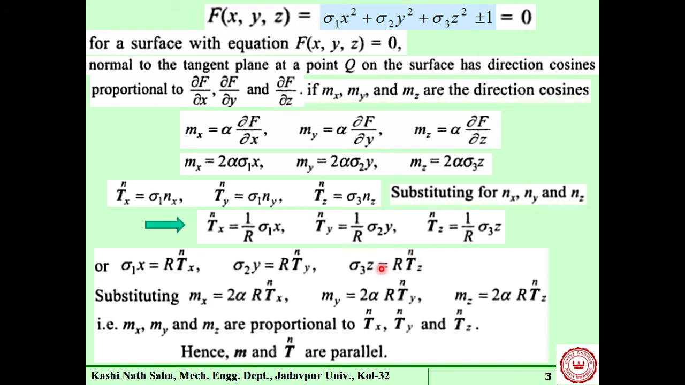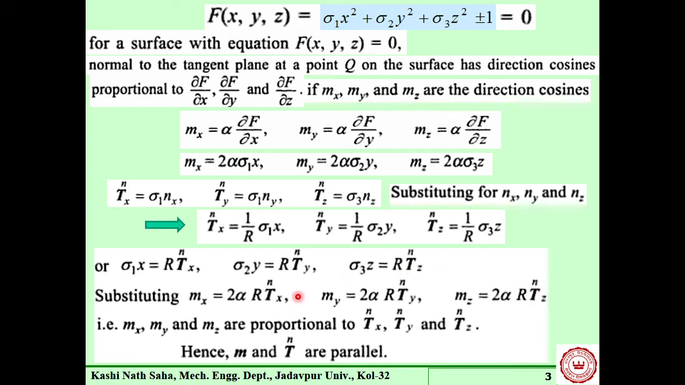Now what? This sigma 1x is r into Tx. Previously we had mx is twice alpha sigma 1x. So if we put this r into Tx instead of sigma 1x, what will we get? From this equation we will get mx is twice alpha r Tx. Clear? From here we will get my equal to twice alpha sigma 2y, which is r ty, so this is twice alpha r ty. Same thing for mz.